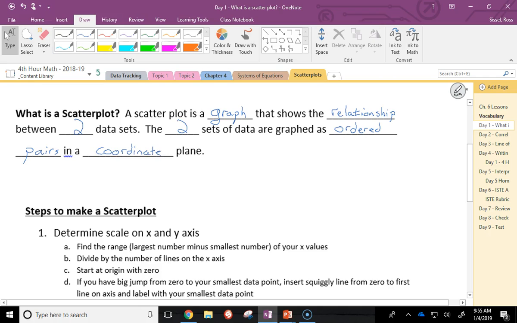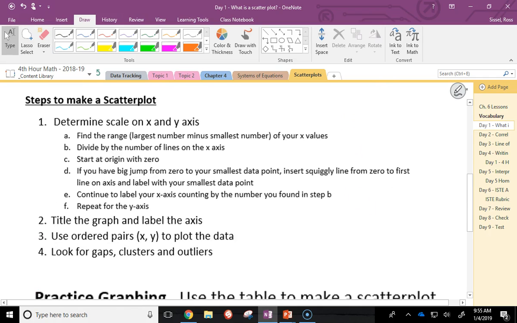We are going to work on this today. So turn your page in your foldable to the one that says Graphing Scatterplots. Steps to make a scatterplot. We did the very first part, but I'm going to review it again just to make sure we're all on the same page. Determine the scale for the x and y axis, title the graph and label the axis, and use ordered pairs, the x and y, to plot the data. We are going to do those 3 steps today. Those are the 3 steps you will do for your homework. We're going to do it together right now in class to make sure you know how to.